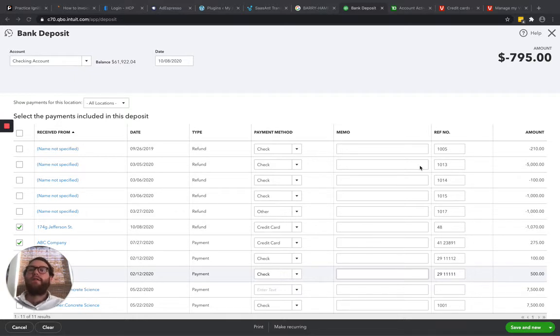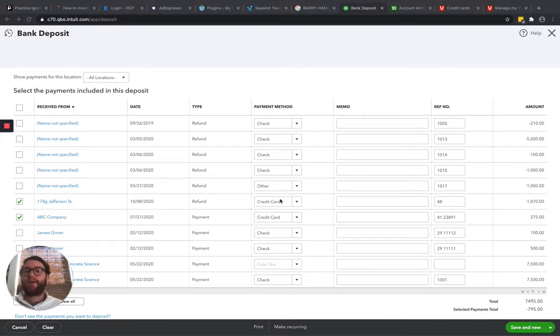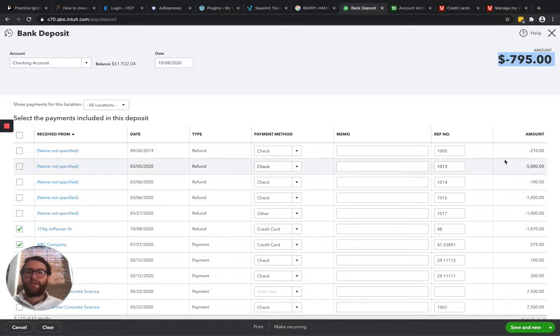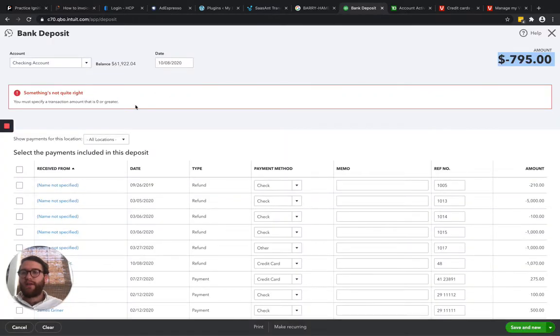With that being said, with the Housecall Pro integration, all of your payments go into undeposited funds, and so do your refunds. So we need to end up reconciling them or making sure they're deposited through this undeposited funds screen. But in QuickBooks, QuickBooks does not let us make a negative deposit. So if we tried to save this right now, we did save and new, it's going to give us this error right here: you must specify a transaction of the amount that is greater than zero. So when we are doing a bank deposit, it at least needs to be $0 or it needs to be a positive number.